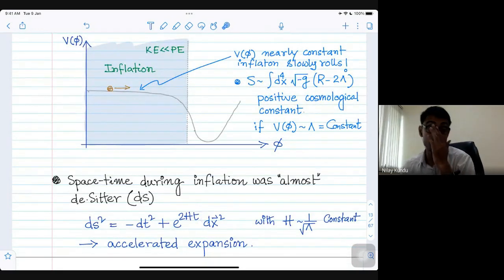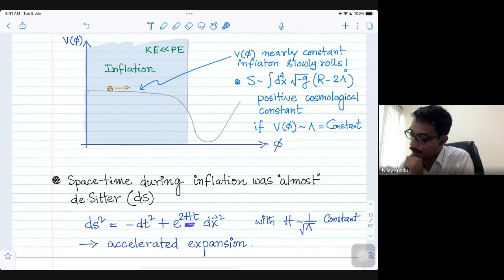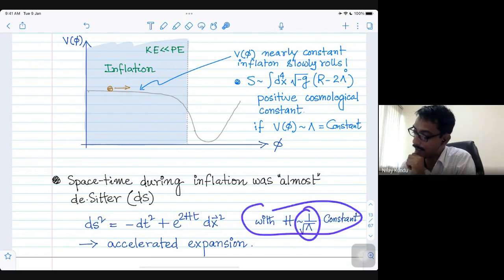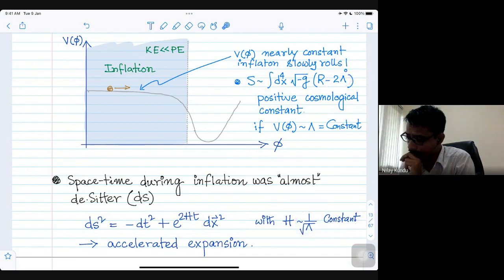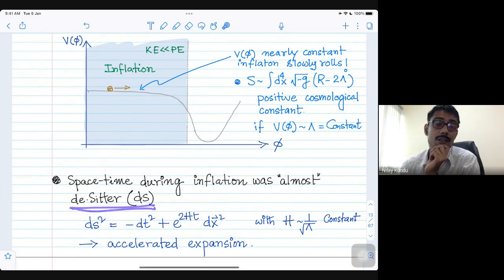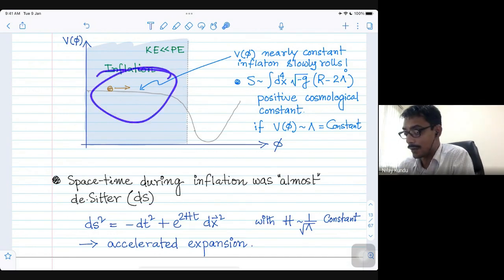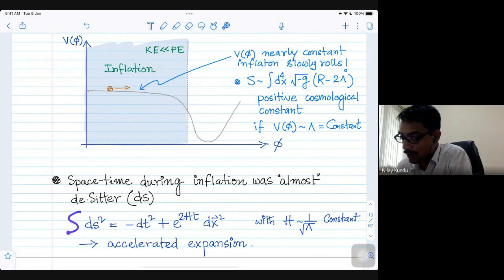squared is given by e to the power 2Ht, and that's why we say that during inflation, it was exponentially expanding. So this is an exponential function, and this H happens to be a constant, which is decided by this cosmological constant. This metric, or this space-time, has a name, which is called de Sitter space-time. So what we're trying to say here is that during inflation, our space-time was almost de Sitter.